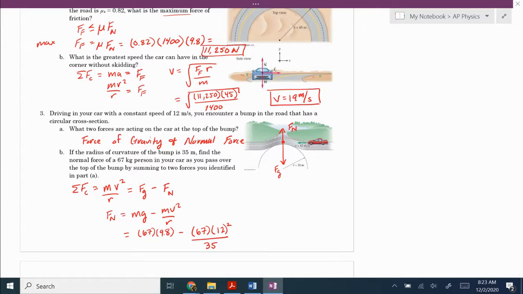If you calculate that all out, you get that the normal force is equal to 656.6 minus 275.7. So your normal force is equal to 381 newtons.